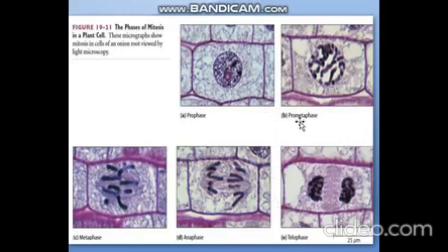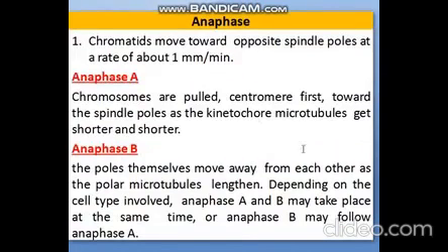This is the micrograph. It shows mitosis in the cells of an onion root, and they are the original cells that were observed through light microscopy. So anaphase A and anaphase B are two parts of the anaphase, but remember that the anaphase is a phase where the pull will be exerted at the opposite poles. In anaphase A, chromosomes are pulled, centromere first, towards the spindle poles, and the kinetochore microtubules get shorter and shorter because of that pull.